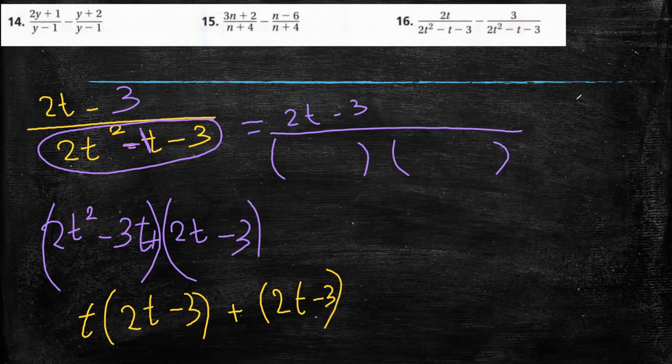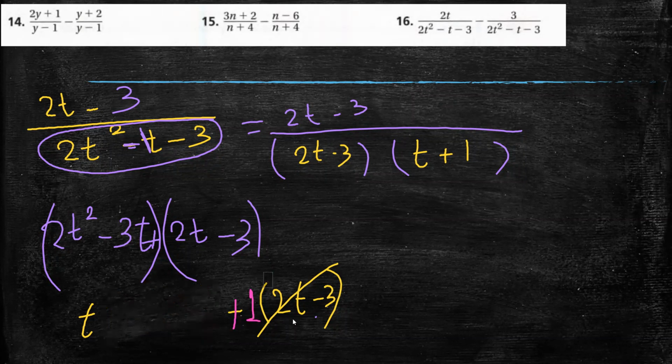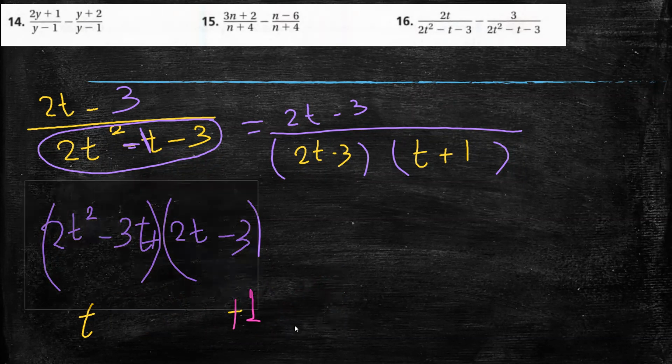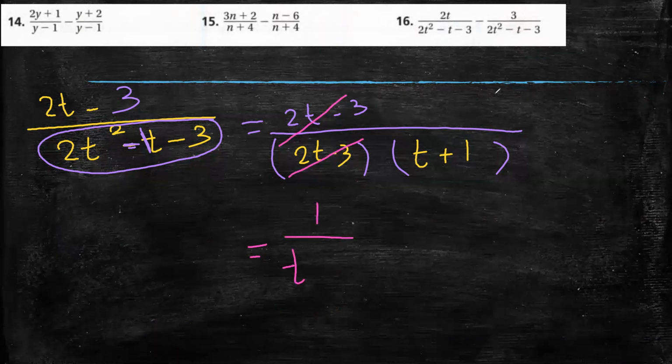Then the next step, take 2t minus 3 as a common factor. When we take it as a common factor, we have t plus 1, because here we have it like times 1. So when we take 2t minus 3 as a common factor, we have only t plus 1. Here is how you simplify this expression. After this step, we have to cancel it. So the final answer is 1 over t plus 1.